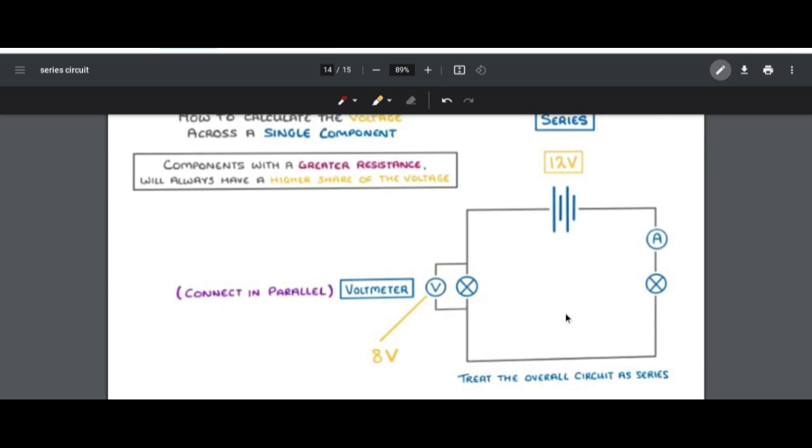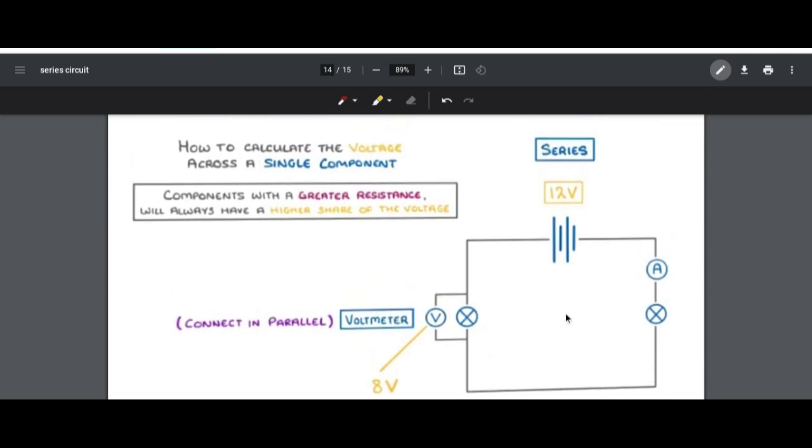Okay. And by looking at this, how to calculate the voltage across a single component. For example, they just used a voltmeter around one lamp. Another lamp will have its own voltage because voltage is divided. So the voltage will be different.